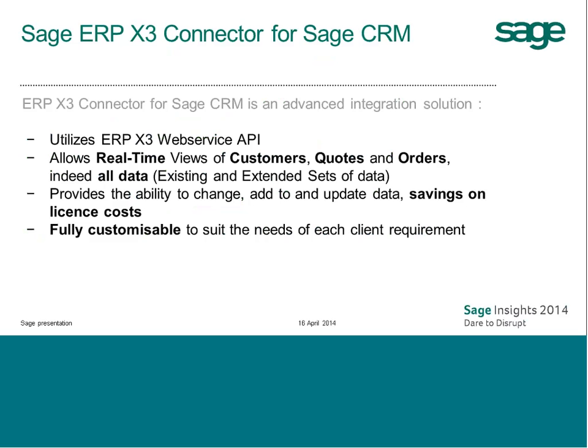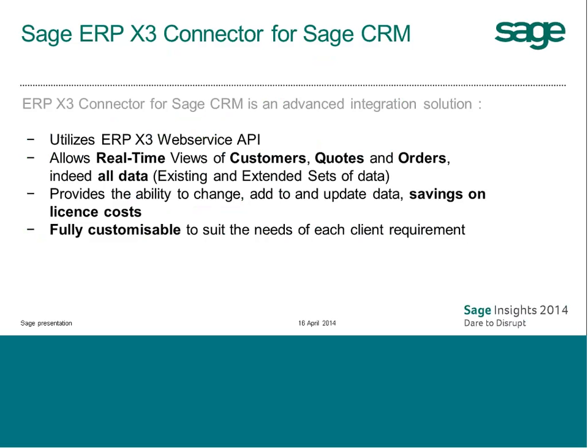So what is it? I suppose let's start from scratch. Ultimately, it is an integration solution which sits between Sage CRM and Sage ERP X3. It utilizes the basic standard built-in Webservice API that comes with Sage ERP X3. This Webservice API has been available since version 5 through the various versions up to version 6.5, which is the flagship version that we are largely testing, promoting, and releasing on. Although we have tested and it seems to run fine on previous versions also.